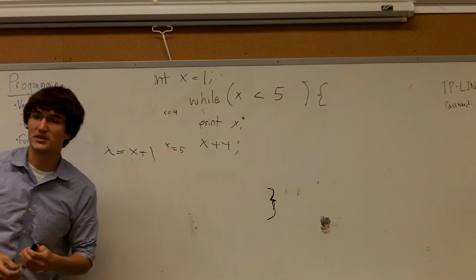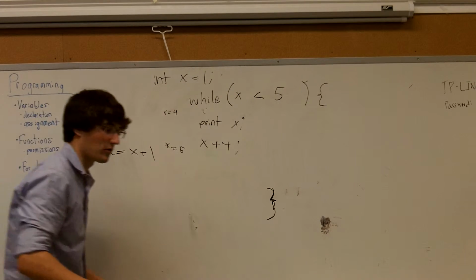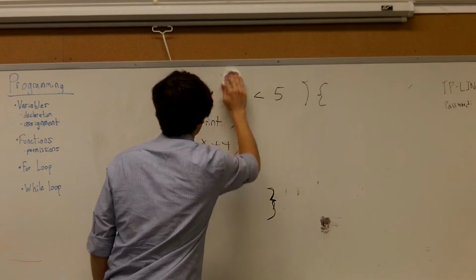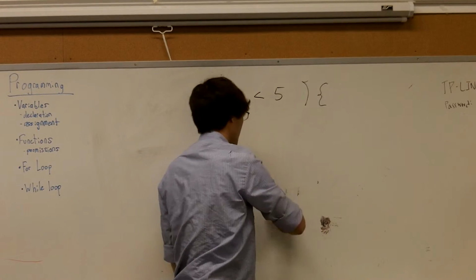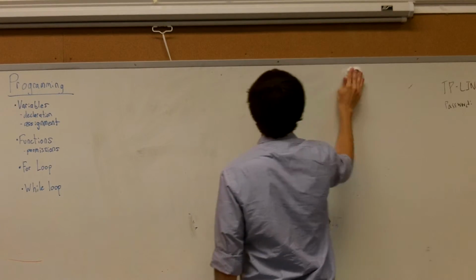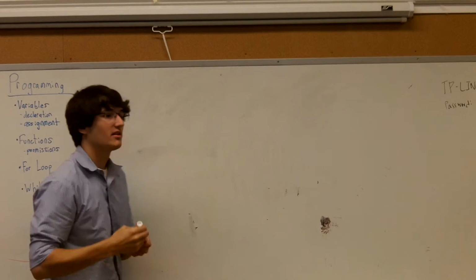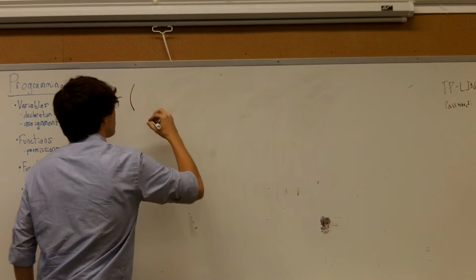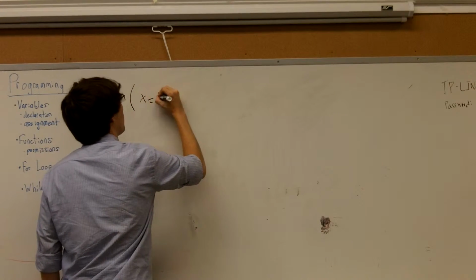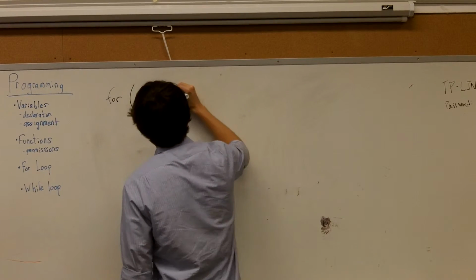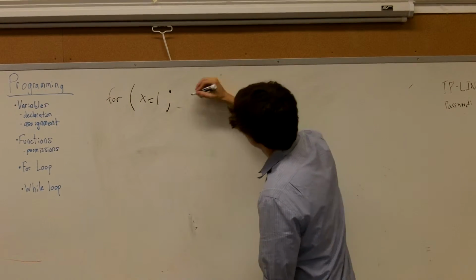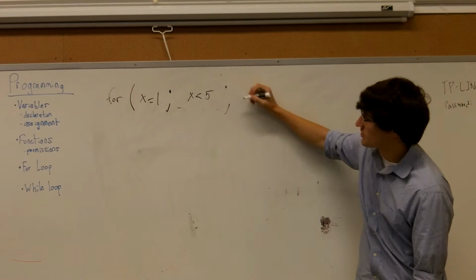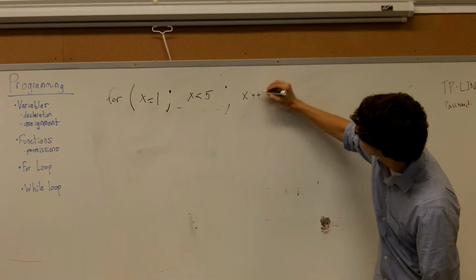All right. So back to for loops. As you were saying before, for loops are a specific type of while loop. There are 3 parameters that we're going to take for our for loop. So for the initialization, x equals 1, the condition while x is less than 5, and then the incrementer, x plus plus.